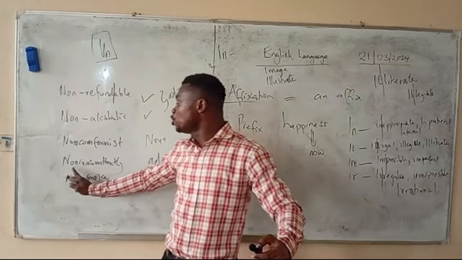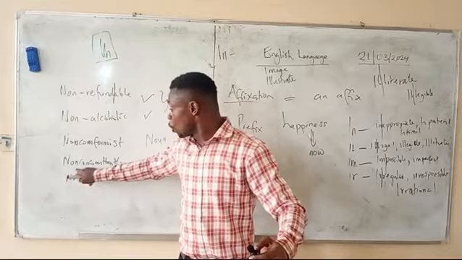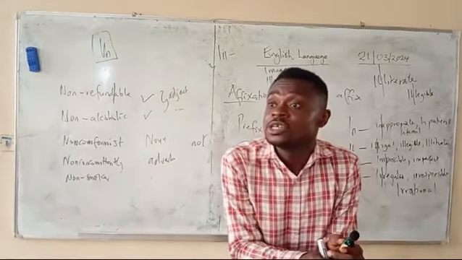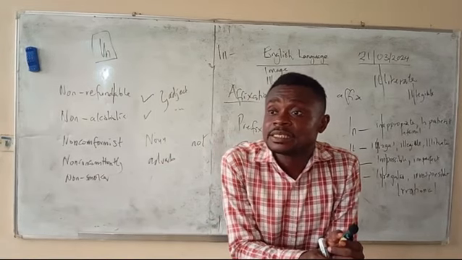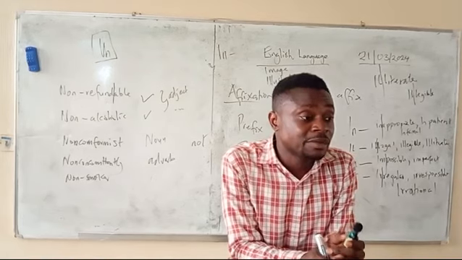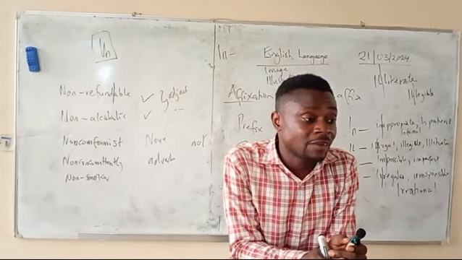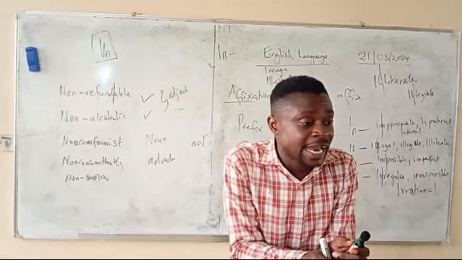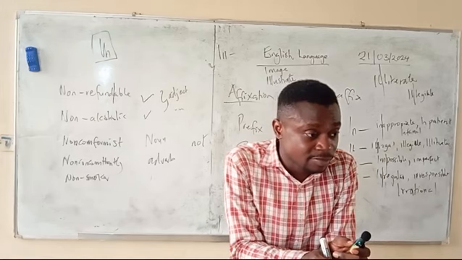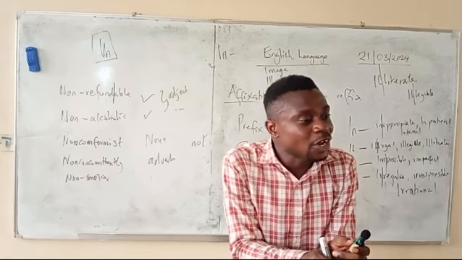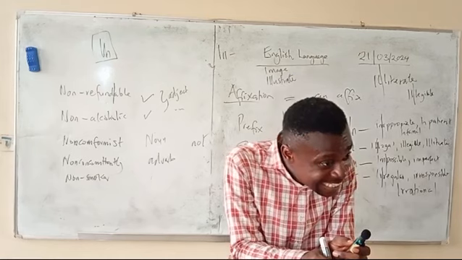You will not bother yourself with non. Go to the root word first, which is concomitantly, because the root word has a lot of role to play in what the outcome will be. So what is concomitantly? An adverb or an adjective? Concomitantly. I said concomitantly.